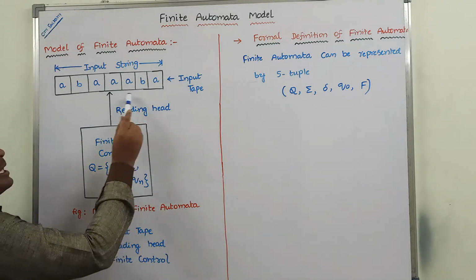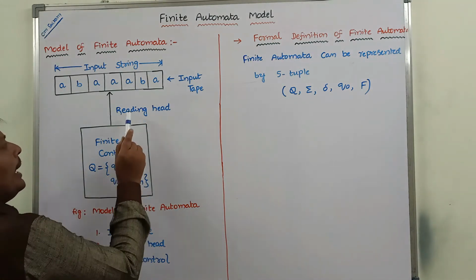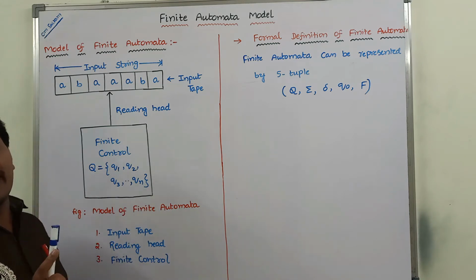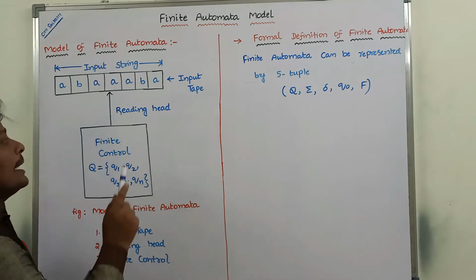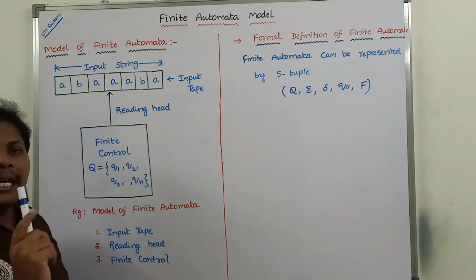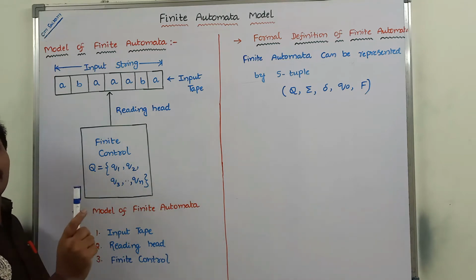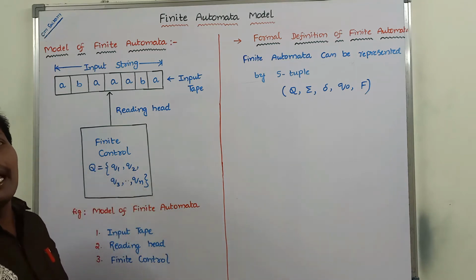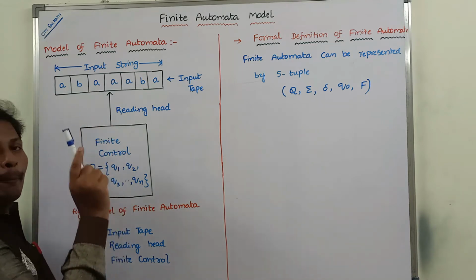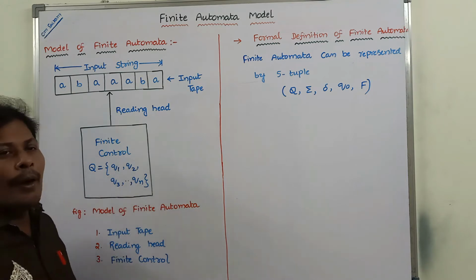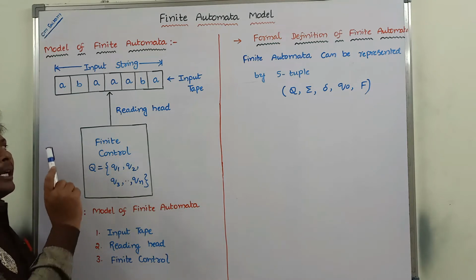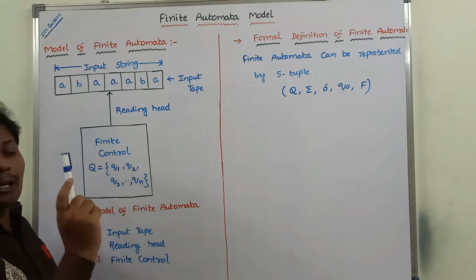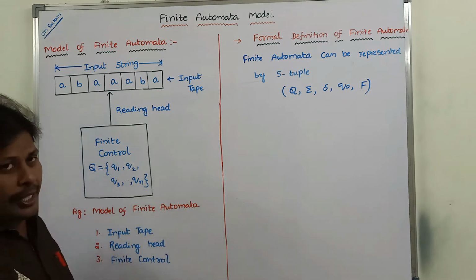Next, second one is reading head. The reading head can read only one cell at a time. Whatever input symbol is present in that cell is read by the reading head. The reading head can move only in the forward direction. At a time, one cell can be moved by the reading head. After reading the symbol from the current cell, the reading head can move only one cell in the forward direction.